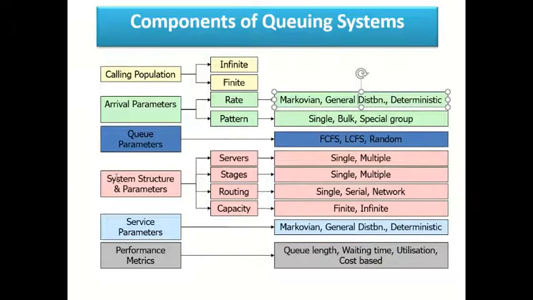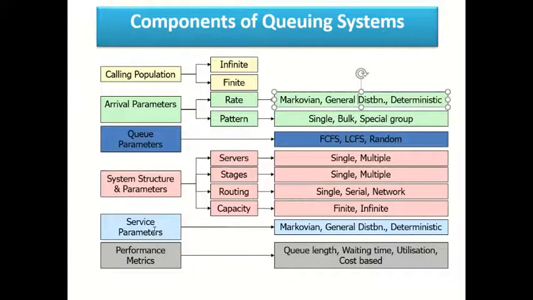Then there is another important component called the system structure and parameters. This is represented based on the number of servers, whether there is a single server or multiple servers, and whether there is a single stage system in an operational unit or a multiple stage system. Then how the routing is done, whether it is a single serial or network kind of routing of jobs that is followed in that queuing system, and what the capacity is, whether finite or infinite, to process the various jobs or customer requests. Based on that we consider the system structure and parameters.